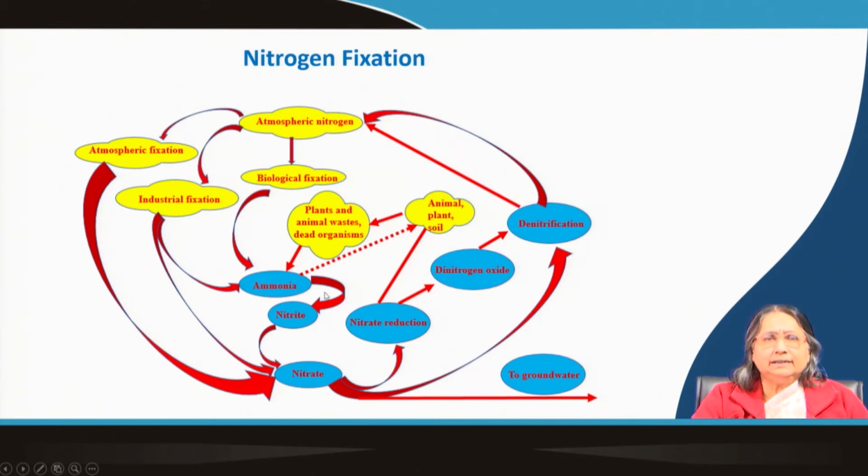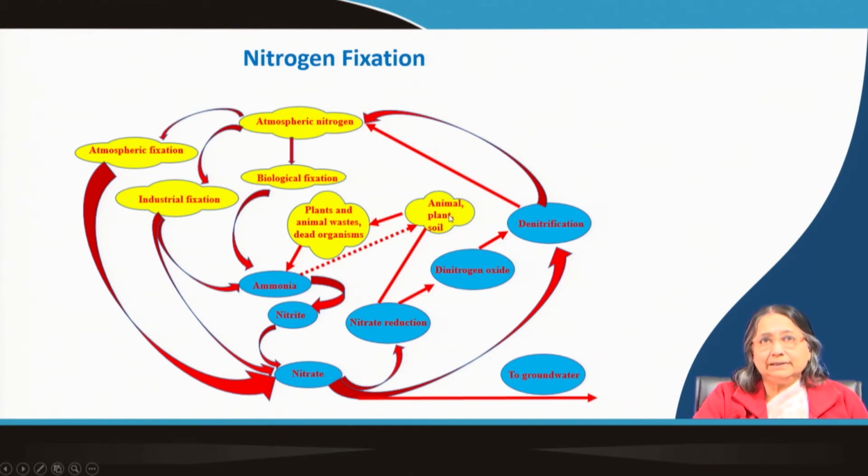From ammonia it can be oxidized to nitrite, or it can be further oxidized to nitrate. These are also carried out by some microorganisms, say for example, the Nitrosomonas and Nitrobacter groups of microorganisms. And then you can see nitrate reduction, or even the nitrate in the soil can be taken up by plants, first plants, and then animals.